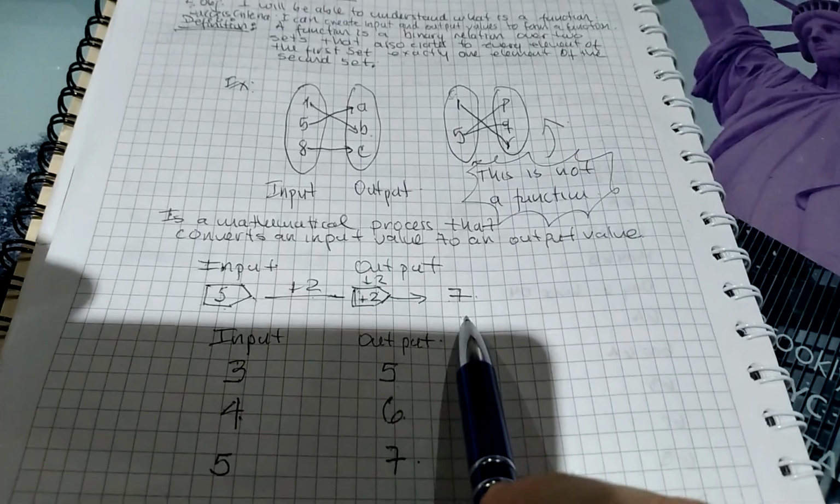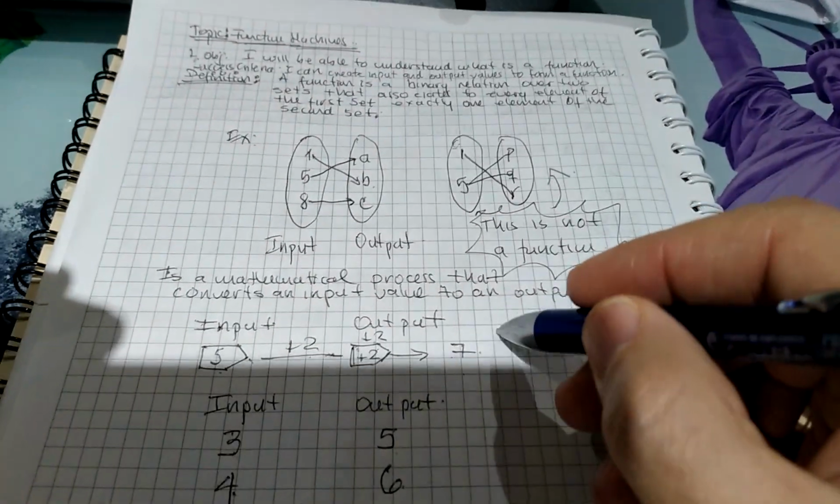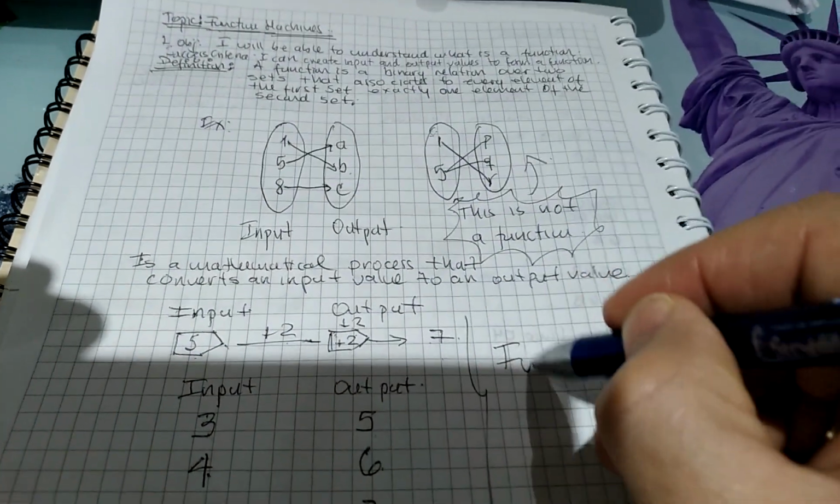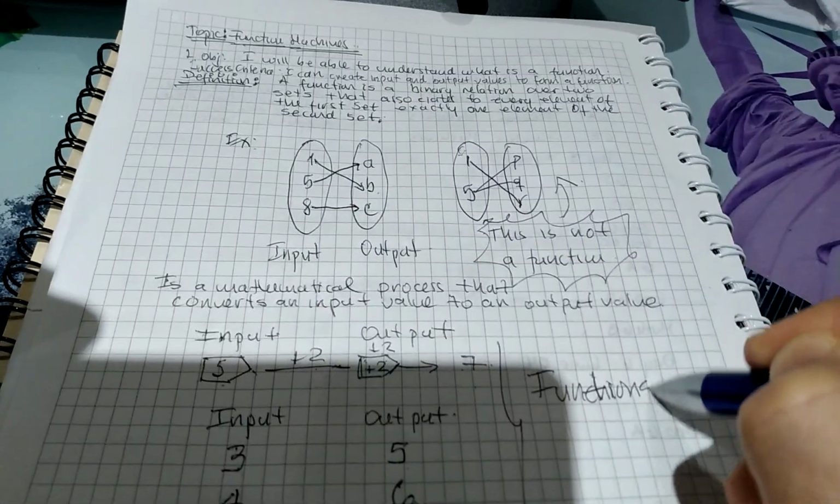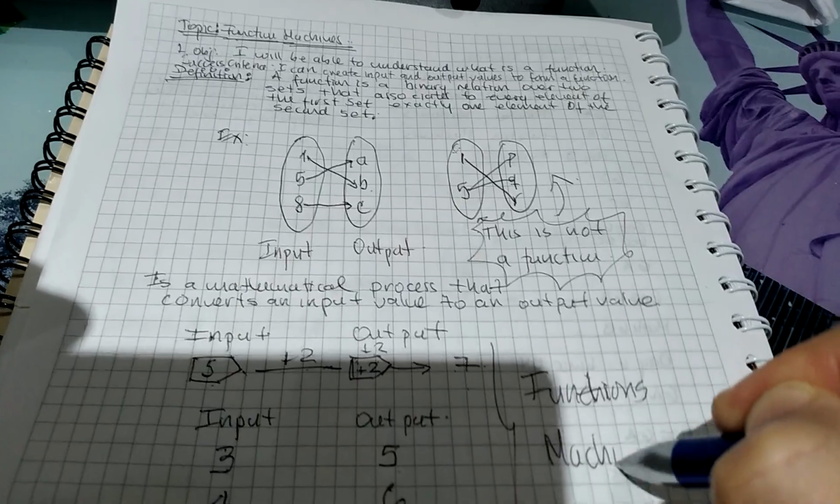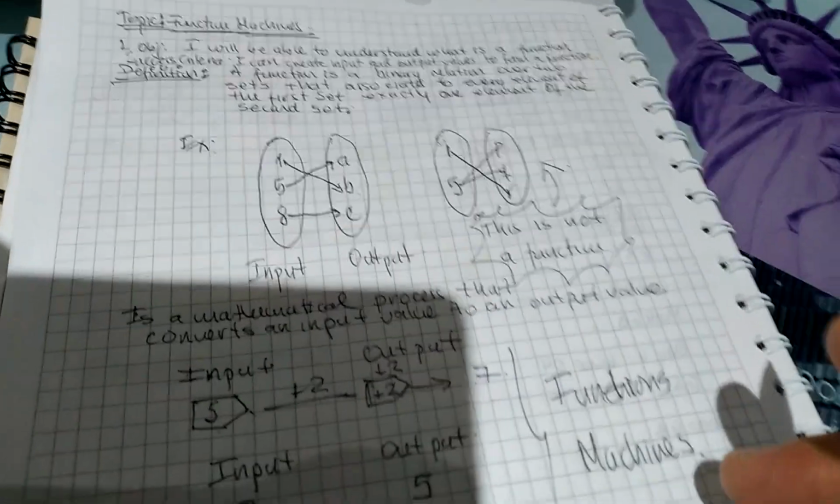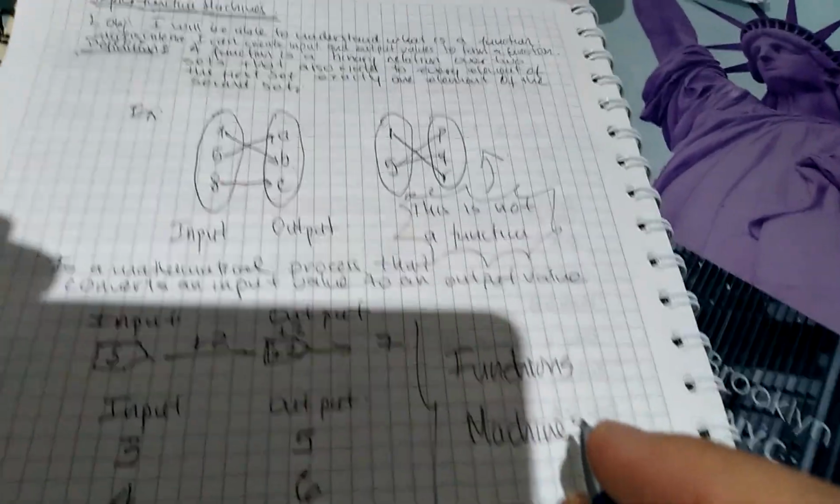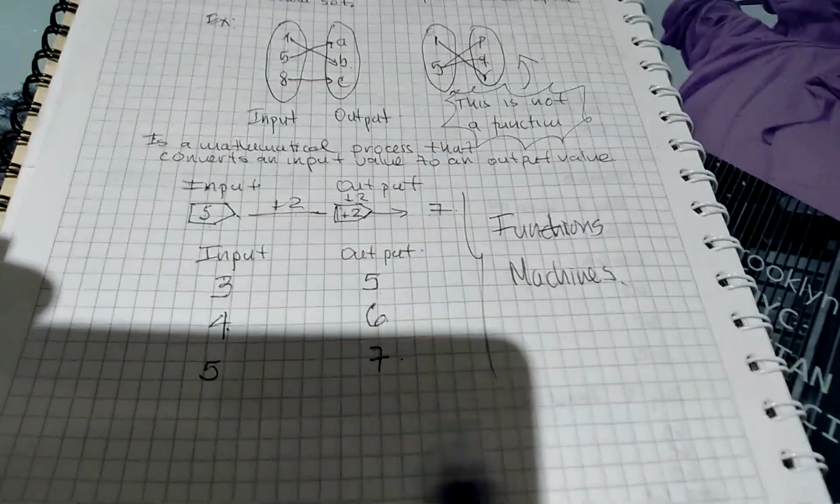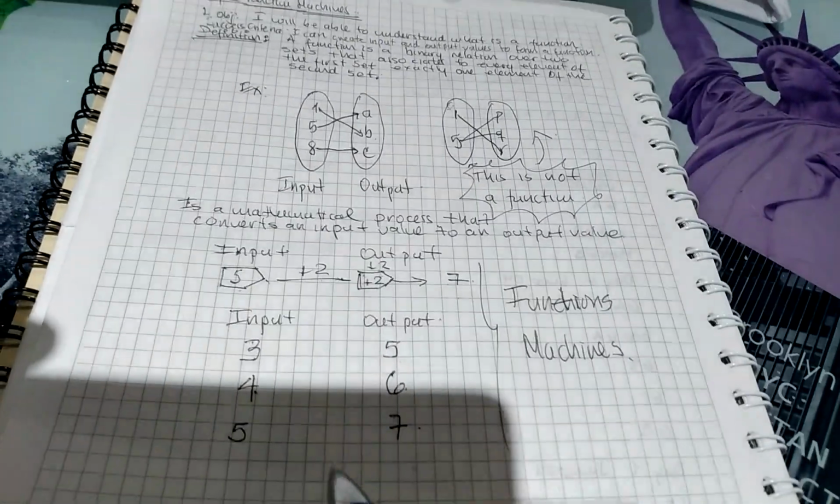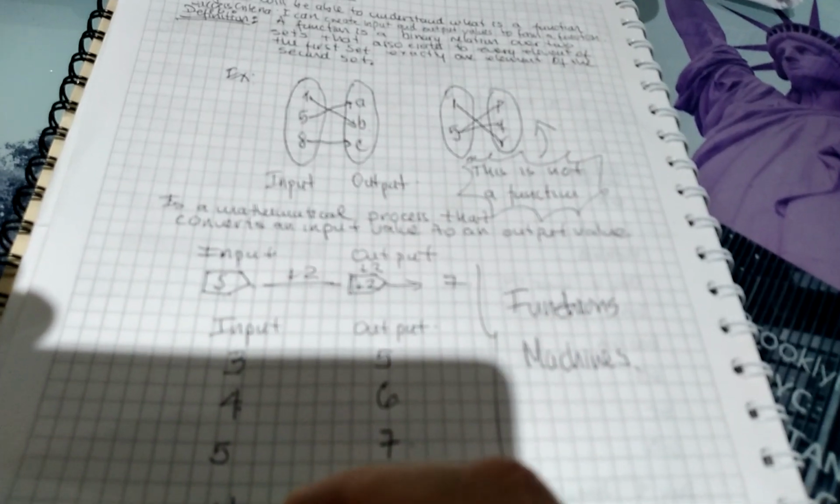input to output value. This is what we call function machines. For every input value we have an output value. We can represent this example by using the mapping.